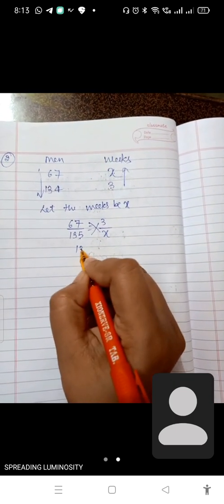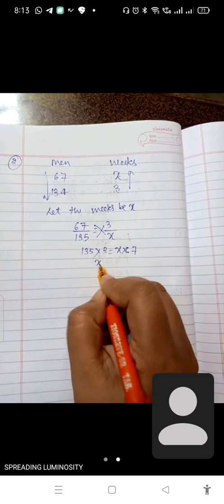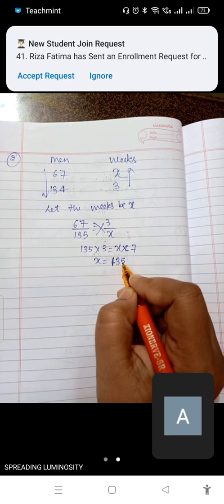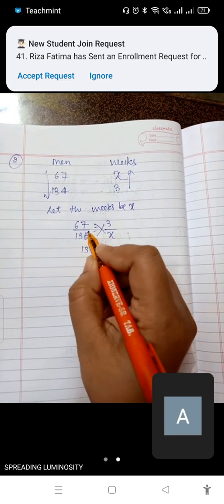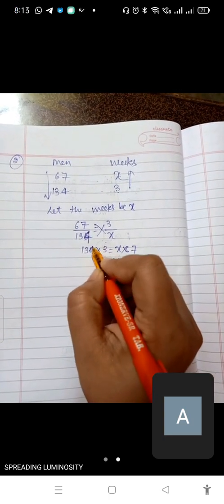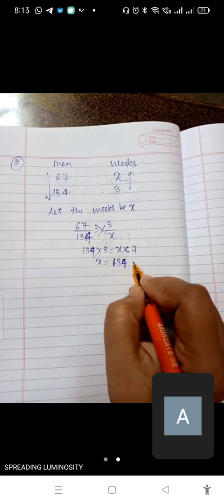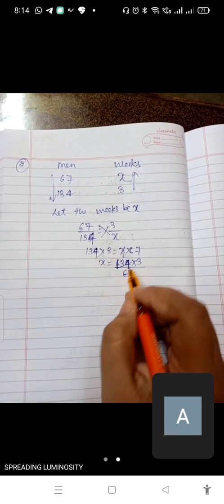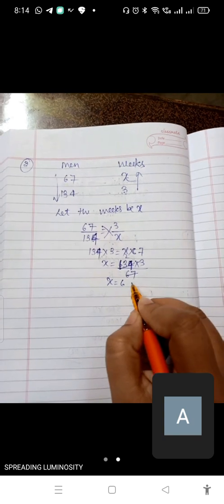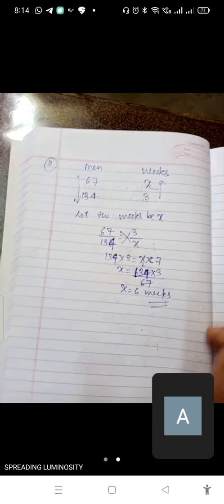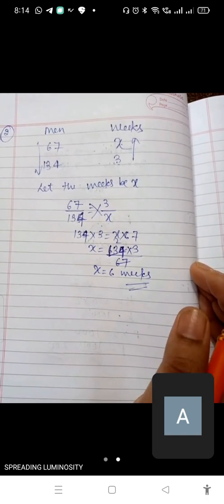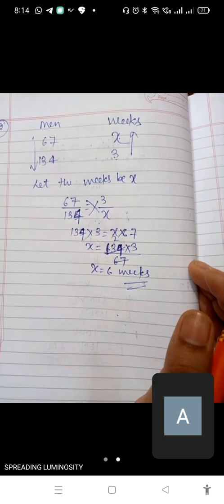By cross multiplication, 134 into 3 is equals to X into 67. So X is equals to 134 into 3 upon 67. 67 twice. So X is equals to 6 weeks. Is there any confusion?